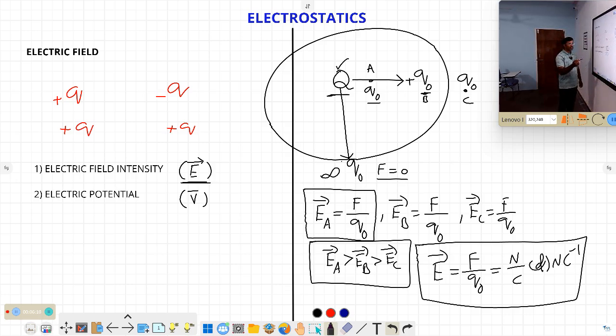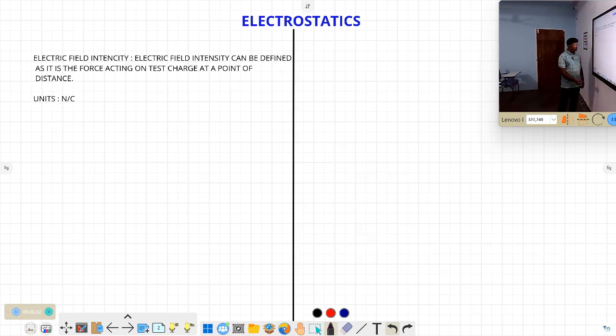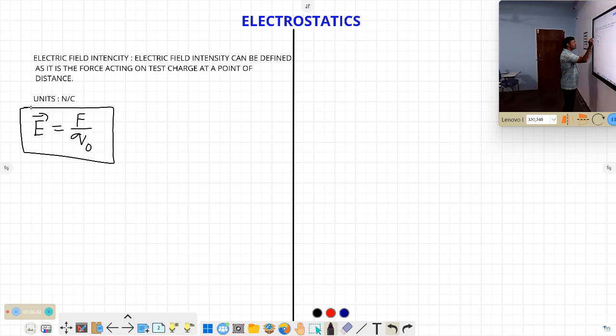So I can write the statement of electric field intensity. Electric field intensity can be defined as the force acting on a test charge at that point, at that distance, and is called electric field intensity. The unit of this is Newton per Coulomb. The formula we can write as E is equal to force acting per unit test charge. Here force is a vector quantity, and electric field is also a vector quantity. This is the way you can write.